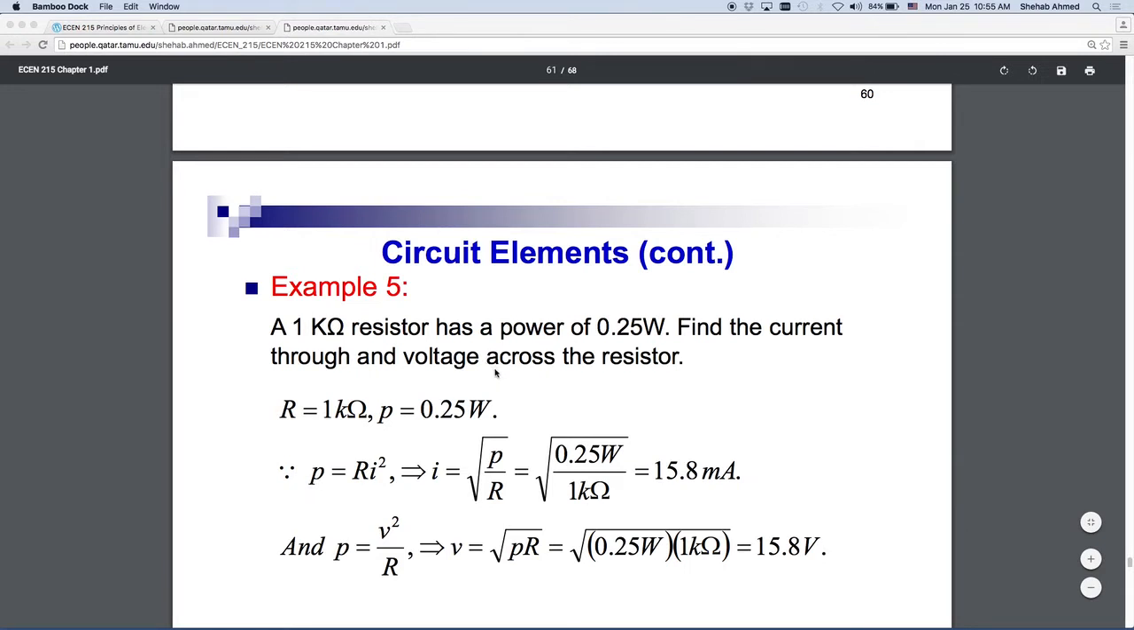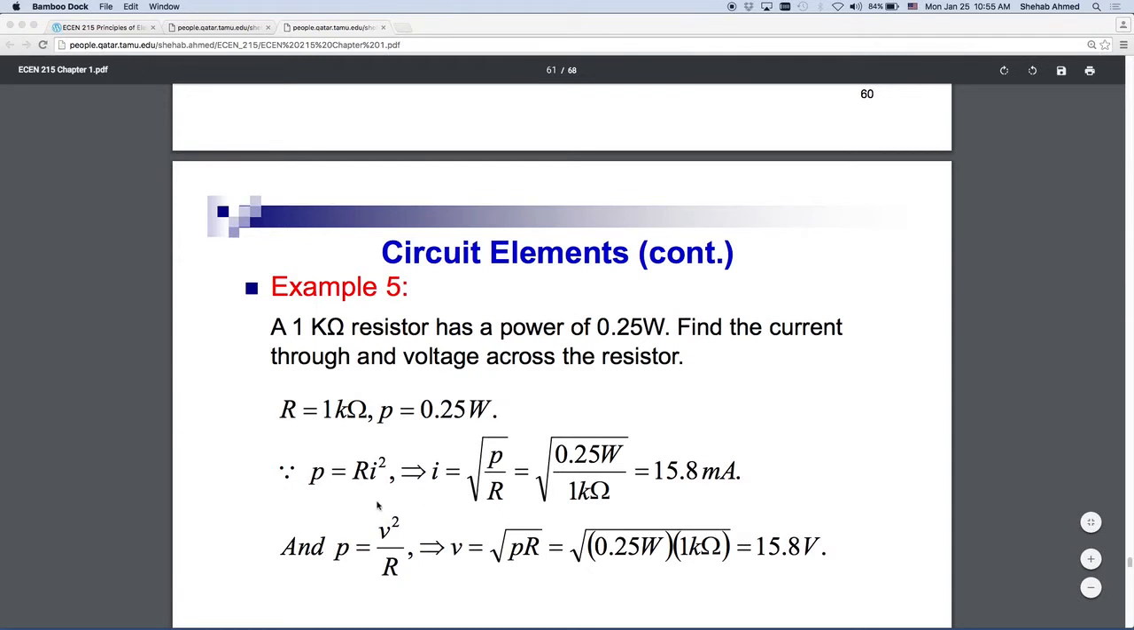So what I can do is I can use this equation. Then they're asking to find the current through it and the voltage across it. So I can either use this equation, power equals R i squared, and then from there find the current, or I can use this equation and from here find the voltage, right? And they found the current from here and the voltage from here. But you can also do what? After finding the current, you know power and you know current, you can go back to the P equals V times I equation and just find voltage from there, right?